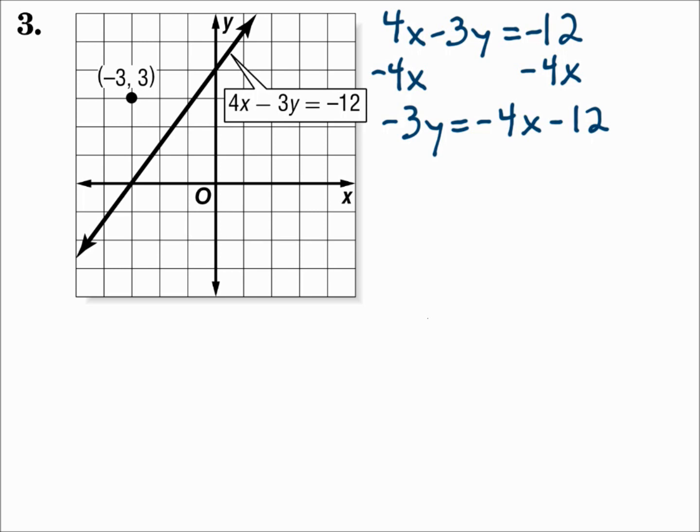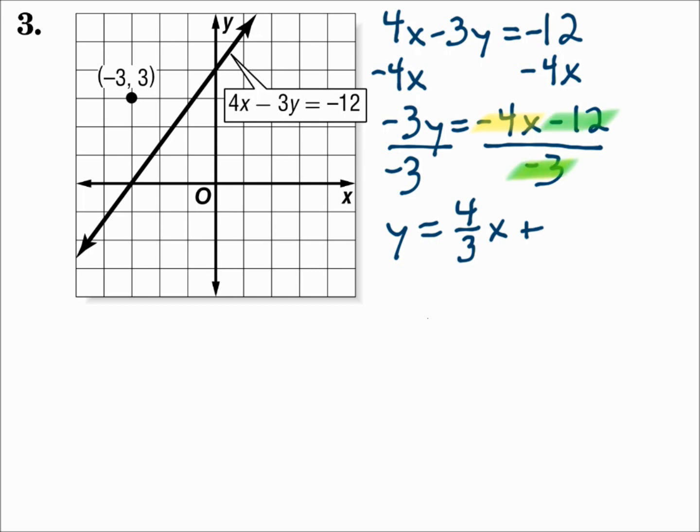Solving for y, divide both sides by negative 3. The negative 3's cancel on the left. Now, be careful here. Negative 4x divided by negative 3 is 4/3 x. Negative 12 divided by negative 3 is positive 4. Now I can find the slope, which is in front of x. My slope is 4/3. The rest is what we've done many times already. Use that slope and the point negative 3, 3 to find b.